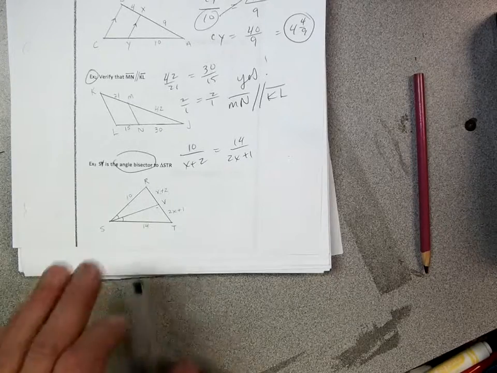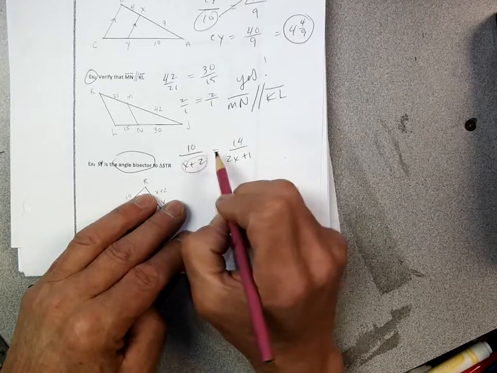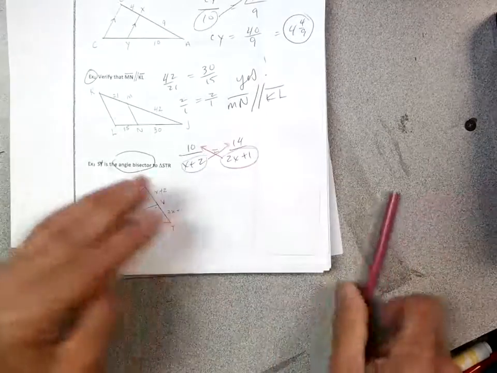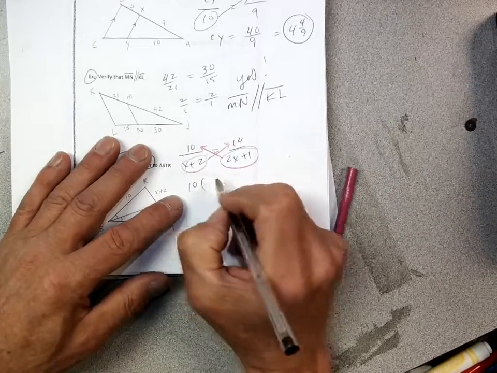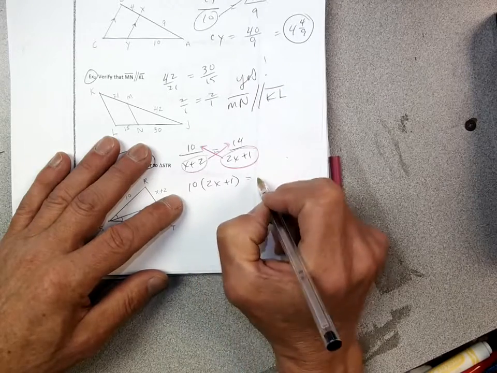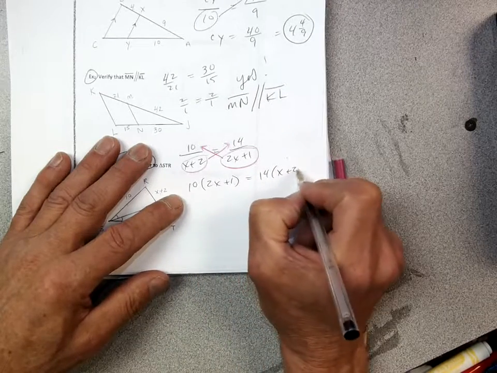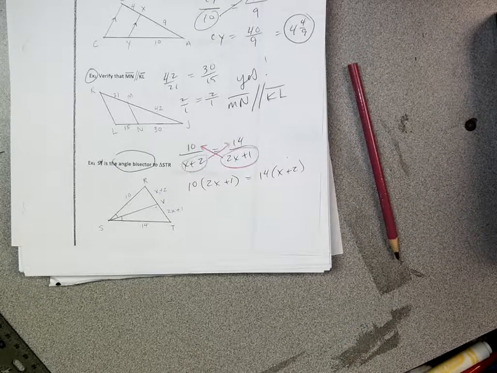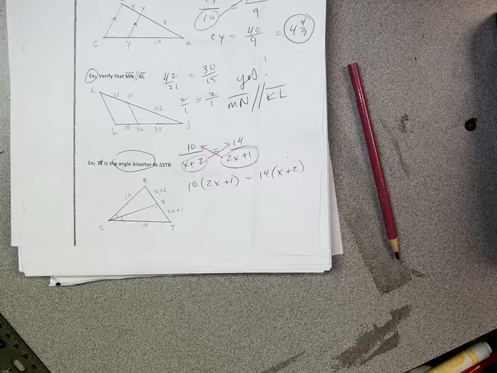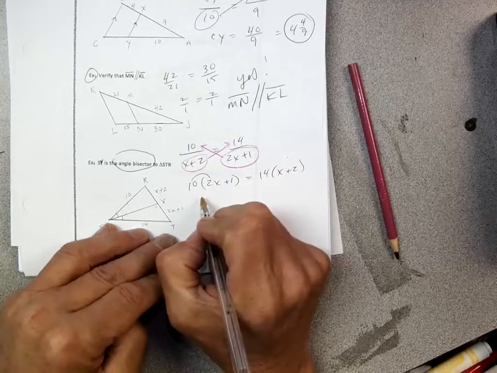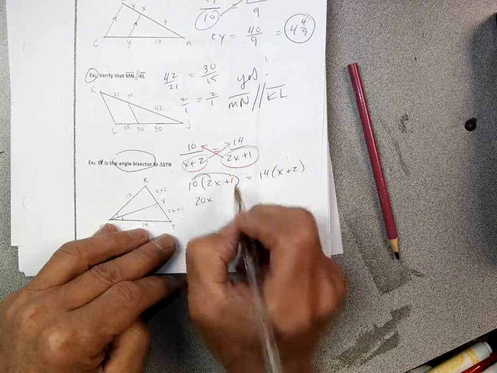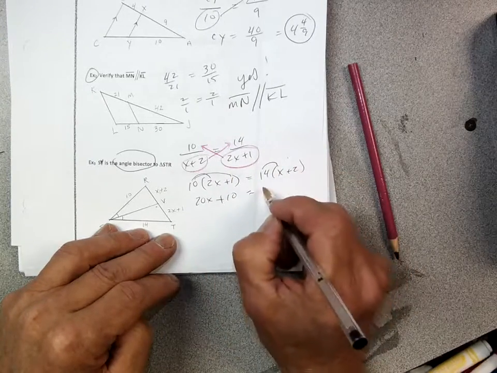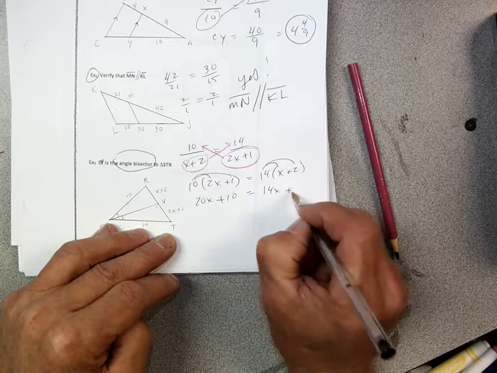So I'm going to cross multiply. I'm going to take this x plus 2 and bring it up there, and this 2x plus 1 and bring it up there. So cross multiply: 10 times 2x plus 1 is equal to 14 times x plus 2. How am I doing? I'm going to do a little bit of algebra. Easy stuff. 10 times 2x is 20x, and 10 times 1 is 10, equals 14x, and 14 times 2 is 28.